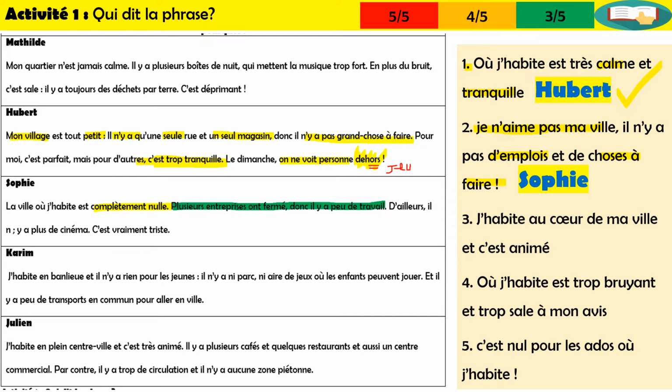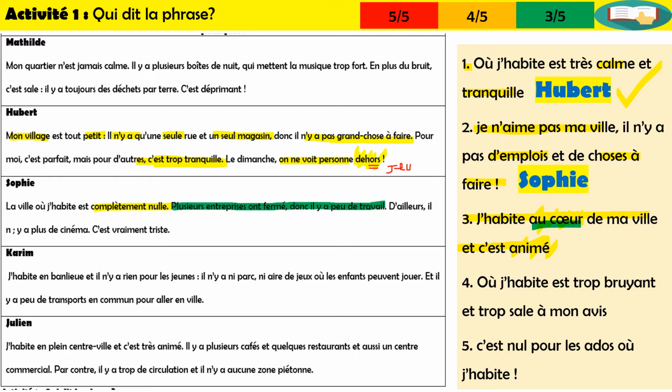Numéro 3, alors, j'habite au cœur de ma ville et c'est animé. Okay, so two clues. You're looking for someone who says it's animé, and this bit au cœur. Qu'est-ce que c'est le cœur? We learned this in module 1 when we did sport. It said c'est bon pour le corps, bon pour le mental, and this here is a body part. Your cœur is your heart. So I live in the heart of town, and it's animated, so it's lively.